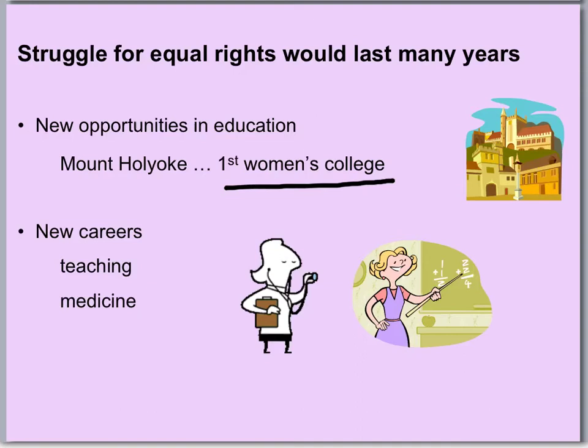Right here in Omaha, we have College of St. Mary's. It's a private institution, so they can set the rules. And women are the only people that can go to these kinds of colleges, all right? Giving an opportunity for women. And the first one is Mount Holyoke.